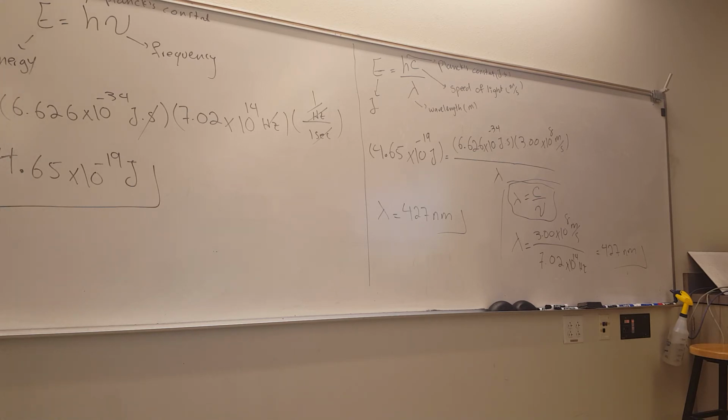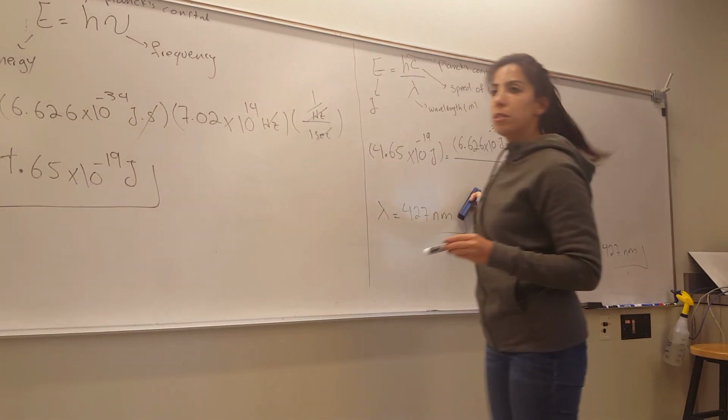Does anybody have any questions? The second part of this question is the same thing. You use just that lambda equals c over nu to solve for the second part too. Did you have a question? That's what I was going to ask about the 365 nanometers. You convert that 365 nanometers first to meters, and once you convert it to meters, then you plug it into this equation.